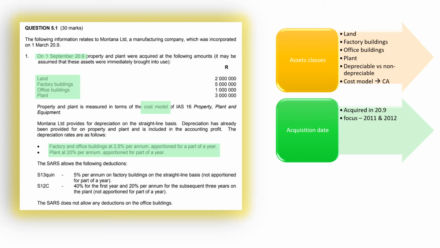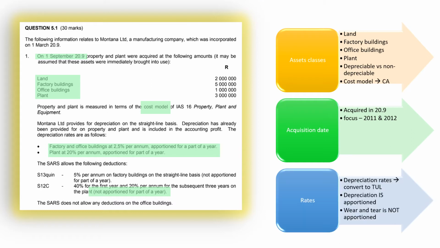Whereas at the bottom, where they talk about your SARS rates, your Section 13 quin, 5% per annum on factory buildings on a straight line basis, your SARS rates are generally not apportioned. And then for Section 12C, it's 40% in the first year, 20% in the subsequent 3 years. So that you can simplistically put as a 40, 20, 20, 20. The SARS does not allow any deductions on the office buildings. That last point is also crucial for later.